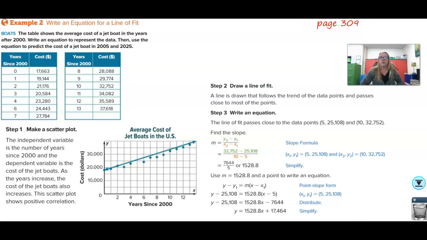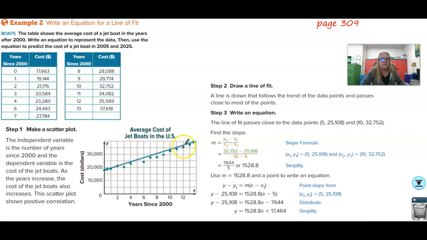Okay, example 2. Write an equation for a line of fit. Now, they have pretty much done this for you. They've given you these points here, and they have graphed them for you. This is the average cost of jet boats in the U.S. Well, you would expect the cost to go up, inflation and stuff. Over time, the price of jet boats goes up. Jet boats are expensive. So they graphed all the points. That's step 1.